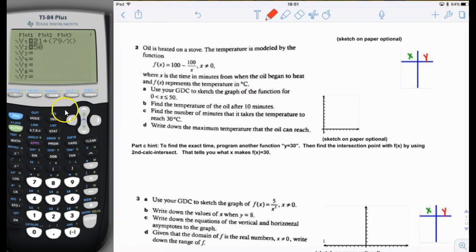Use your GDC to sketch the graph of the function for 0 to 50. Okay, guess what's the first thing you do? You type it in. 100 minus, put in parentheses, 100 divided by x. We put parentheses around the fraction again. It's always good to do. Clear that out. We want to graph it from 0 to 50, so we use window. And we'll graph, and then maybe we're going to have to adjust the, oh, yeah, that looks pretty good. We don't need to change the zoom fit necessarily. Okay, so we graphed it, and it kind of looks like this.